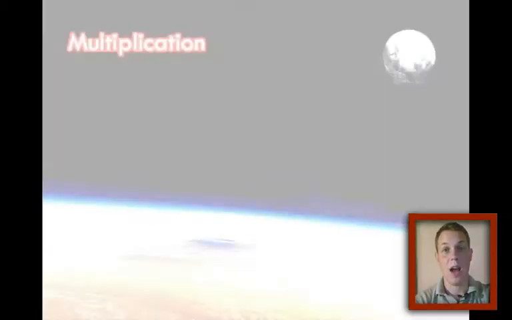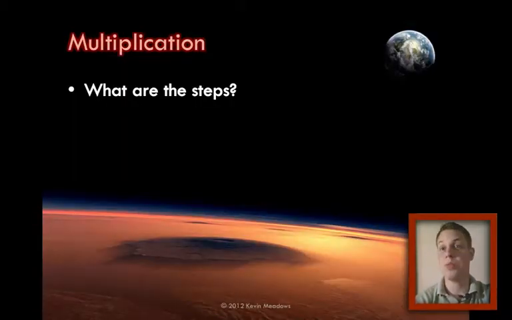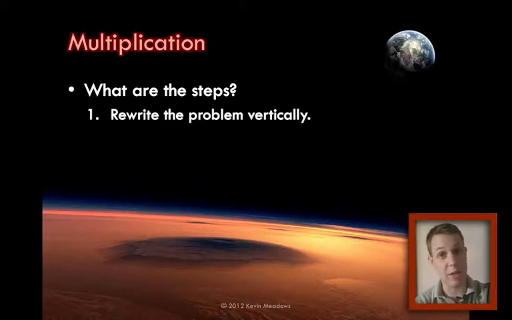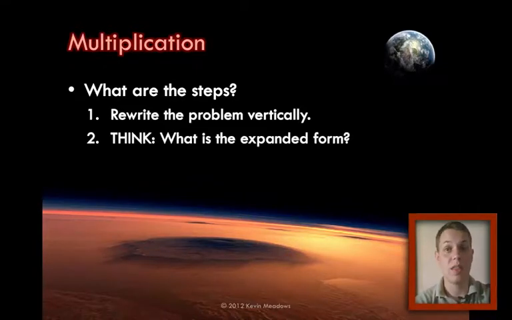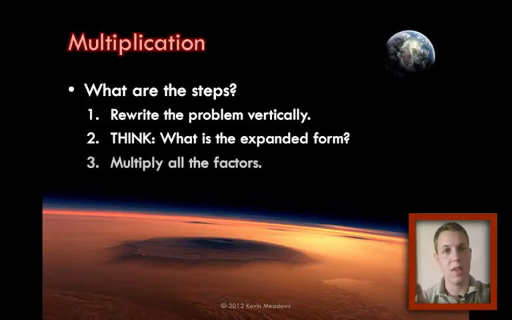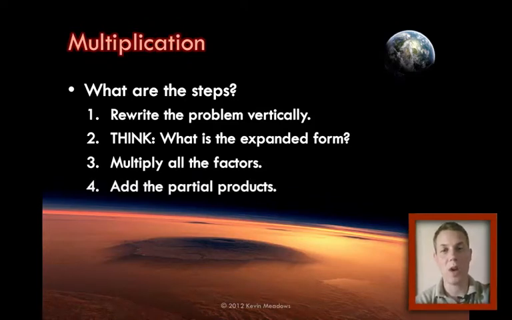Okay? Oh, sorry. What are the steps? Just a little review. First, rewrite the problem vertically. Then think, what is the expanded form of the top factor? And then multiply the bottom factor by all those numbers on top. Add the partial products, and you will be all done.